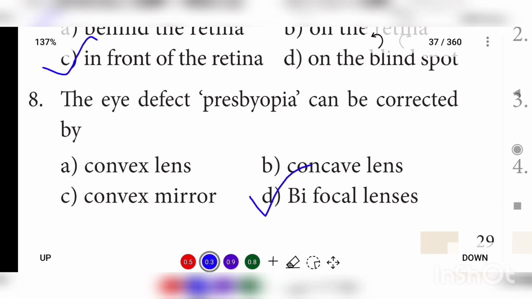This bifocal lens has both concave and convex lens. This presbyopia is where we have both myopia and hypermetropia. Presbyopia comes for the old age people where they lose their vision.